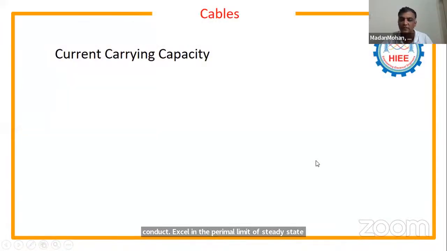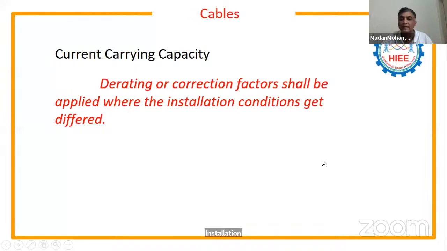It depends upon the insulation. Before I make you understand the current carrying capacity, you should know how to go through the cable catalog, because there are many cable manufacturers in the market. Whichever cable manufacturer you select, first you should know how to read their catalog.